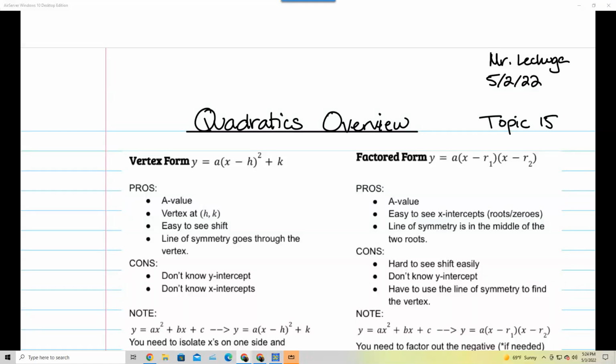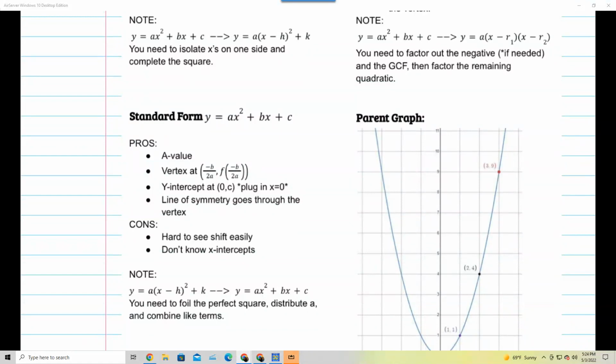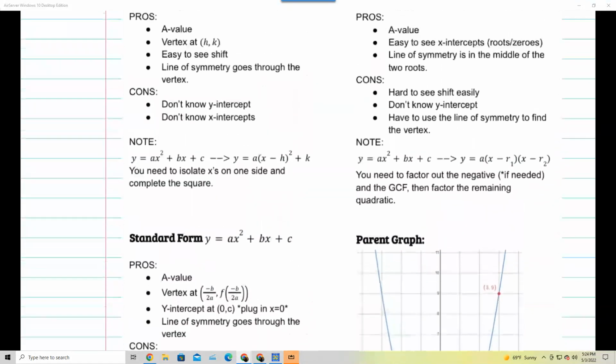Okay, so we're going to go over basically everything that we've covered in the past month. As far as what it means to graph quadratics, we started with vertex form, then we went over to factored form for a little bit, and then recently we've done standard form. So there's three different forms that we've been able to do.